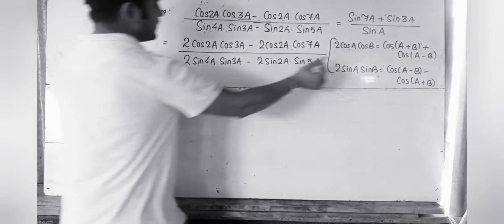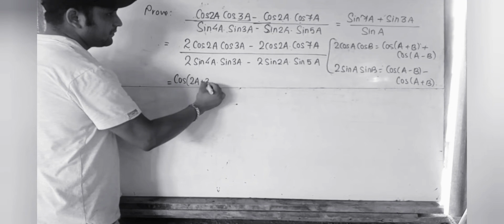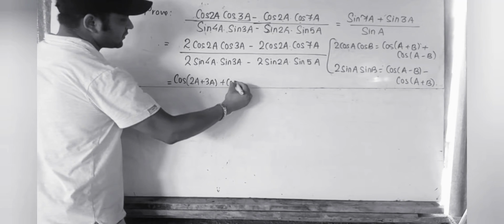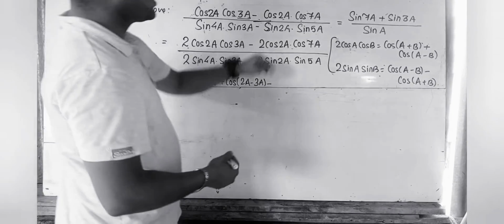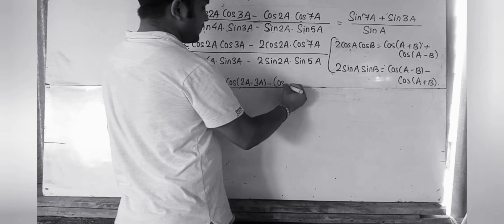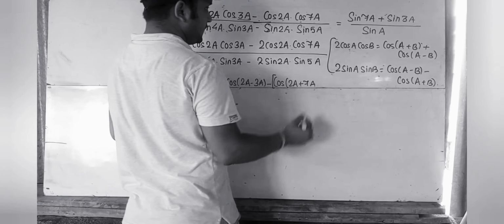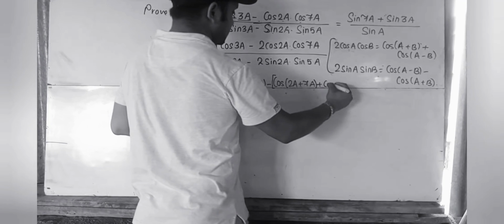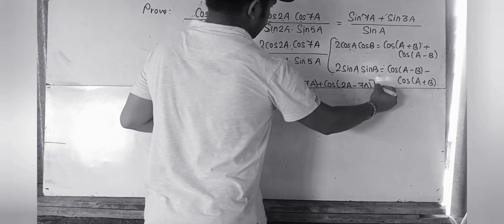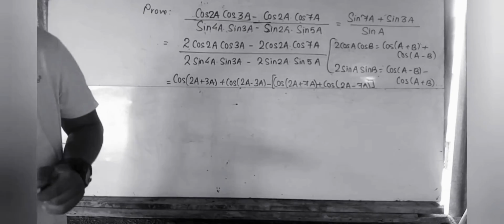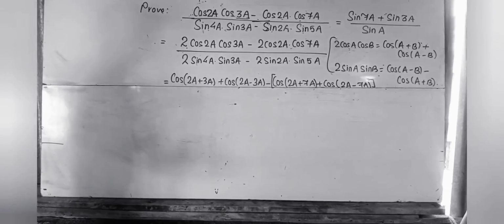2 cos a cos b. I'm using the formula up here. The formula is cos(a plus b) plus cos(a minus b), minus, again you have 2 cos a cos b, use the same formula, cos(a plus b) plus cos(a minus b). So we use the formula 2 cos a cos b here in the numerator. Now in the denominator, we use the formula of 2 sin a sin b.